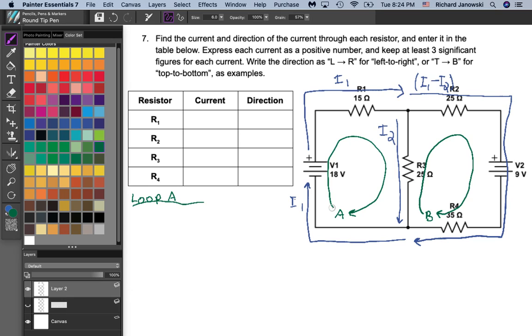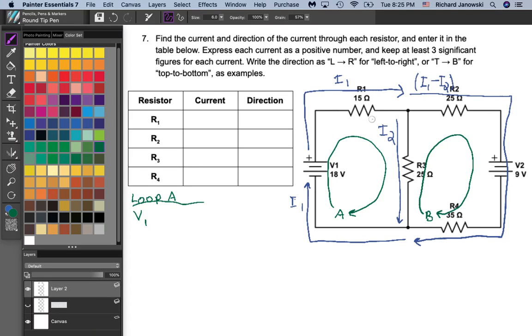Well, look back at the circuit. Your loop starts here. First thing it gets to is V1. So is V1 going to be a drop or a gain? Think about it for a second. You're going from the negative terminal to the positive terminal of a battery. Therefore, this is going to be a gain. So over here, I'm going to write plus V1.